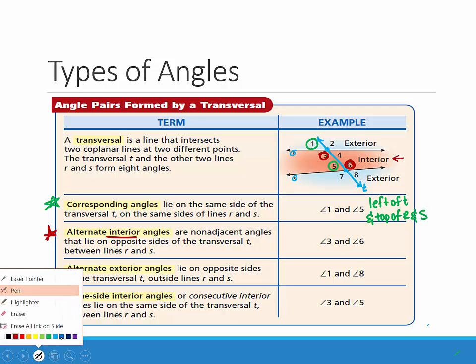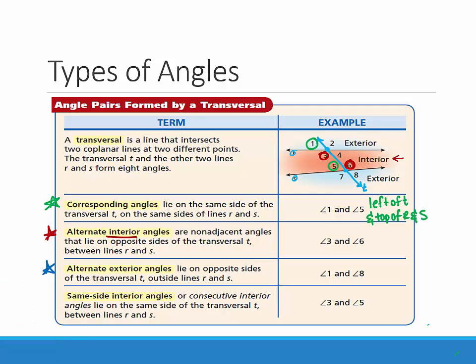And then very closely related to that, we have alternate exterior angles. These lie on opposite sides of the transversal but are on the outside. So they're here and here. So the example they give us is 1 and 8. 2 and 7 are also alternate exterior angles.